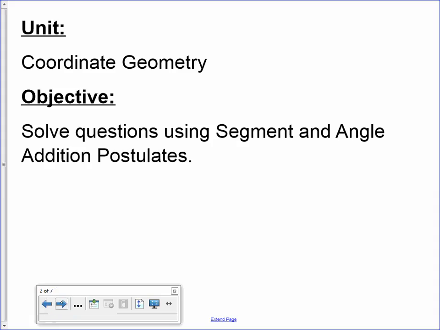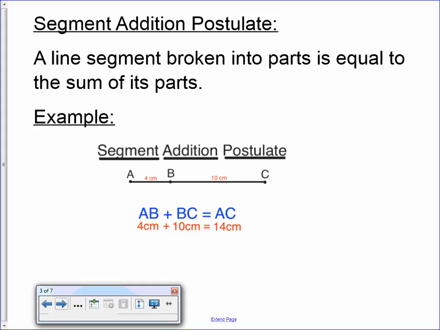During this lesson, we're going to take a look at the coordinate geometry unit, and our objective is going to be solving questions using segment and angle addition postulates. The first thing we're going to take a look at is the segment addition postulate, which states a line segment broken into parts is equal to the sum of its parts.